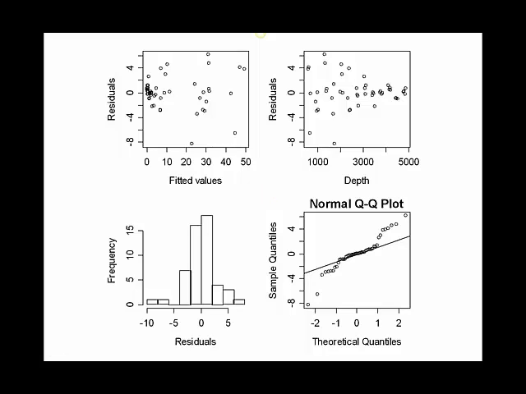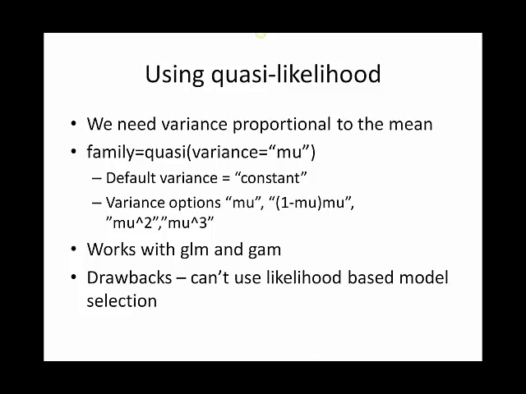Now, we could either not worry about that and proceed, but if we wanted to try and figure out how to model the variance more accurately, one option we have is using quasi-likelihood instead of a true likelihood model. Family equals quasi gives us a bunch of options for changing how the variance is modeled in these generalized additive models, and also in generalized linear models. In our case, it looks like a variance proportional to the mean is what we're after. And so we're going to specify family equals quasi, variance, which is an argument to the quasi function, equals "mu" in quotation marks. It's going to estimate the variance as proportional to the mean, or mu, of our function.